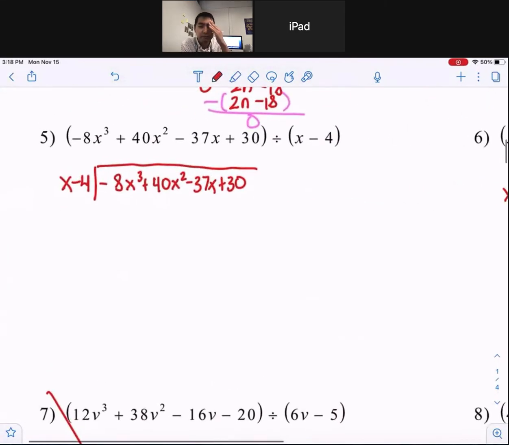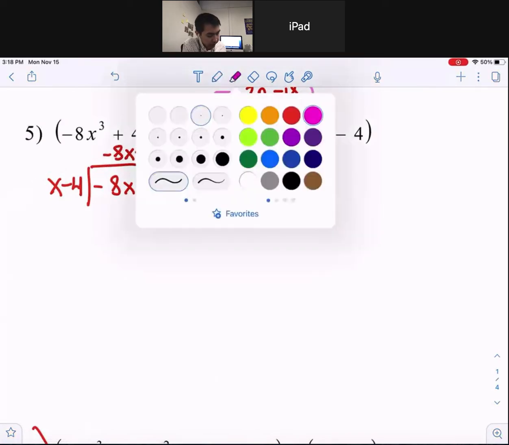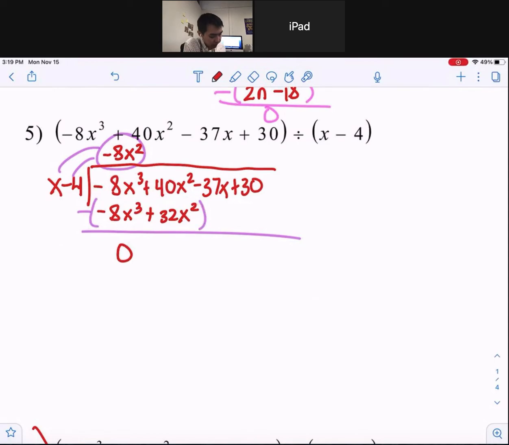Okay, last two. Okay, number 5. What times x will give us negative 8x to the third? That would be negative 8x squared. And then distribute this to both of these. So we got negative 8x to the third. Negative 8x to the third times negative 4, positive 32x to the second. Subtract. So this will become 0. 40 minus 32, that's going to be 8x to the second. And drop down the minus 37x.